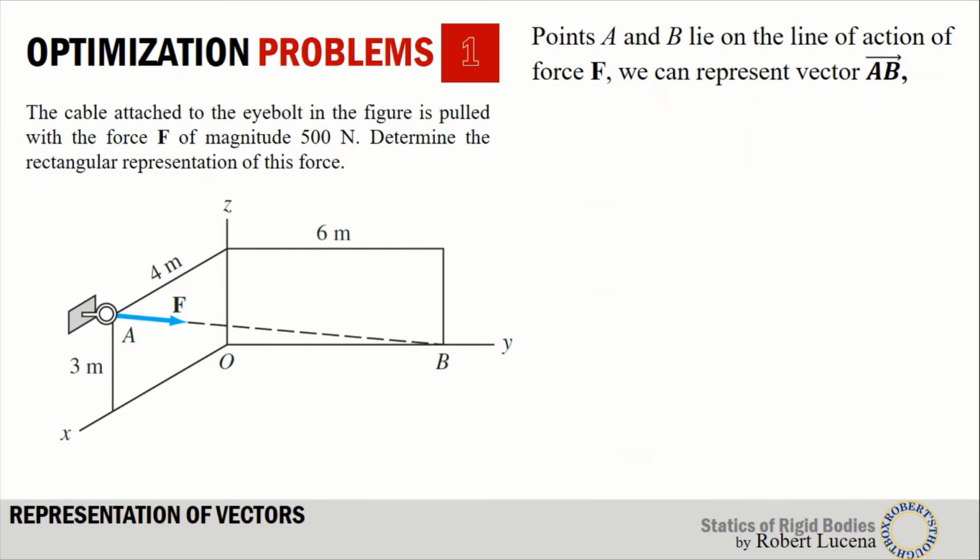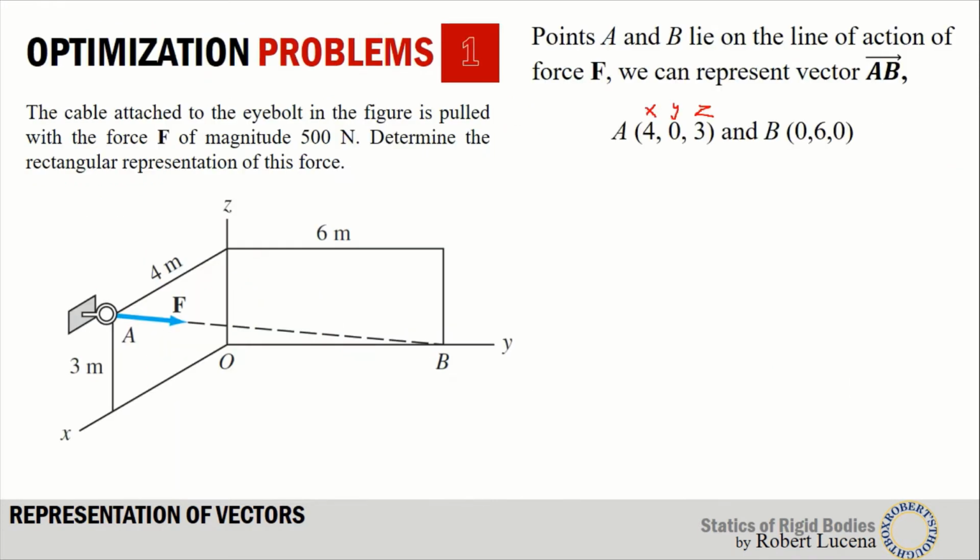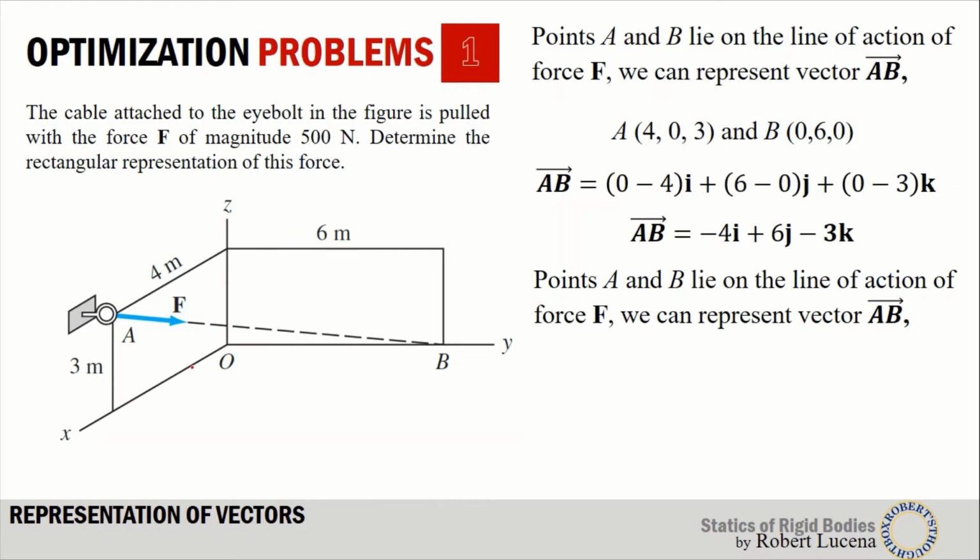Recall this equation, vector F is equal to the magnitude of F times the unit vector. So if you want to solve for the unit vector of this vector F, you simply divide the vector F by its magnitude, and we are doing that here. So we want to get the unit vector of vector AB. Why? Because the unit vector of AB is also the unit vector of F, because they have the same direction, and as we discussed, the unit vector gives direction.